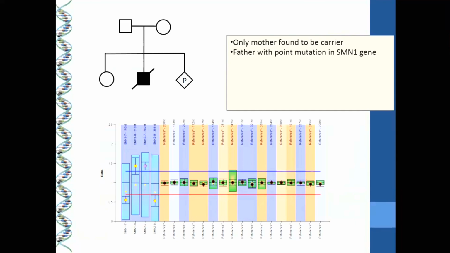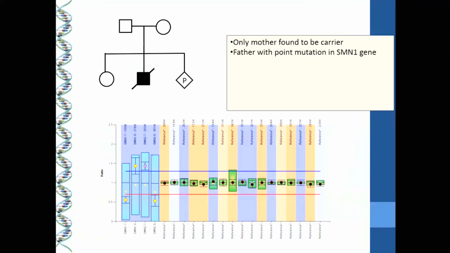Then how do we check that? By sequencing. Like in DMD, which is a more common disorder, if we are not finding deletion, then point mutation is there. Okay. So likewise in SMA also, the majority of cases will have deletion, but some cases can have point mutation also. So we should not miss that. Okay.